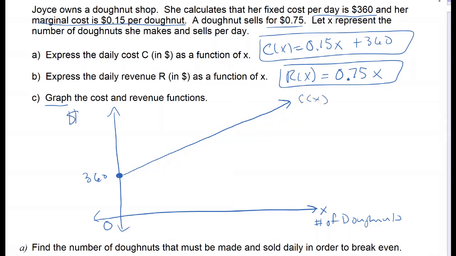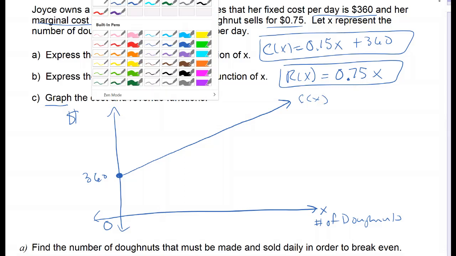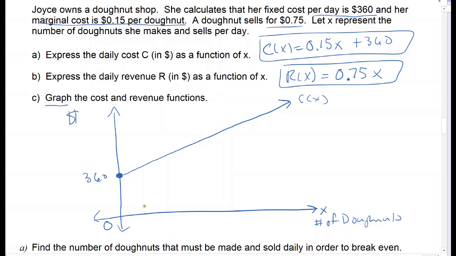Then my revenue equation starts at the origin, right? I don't get any revenue if I don't sell any donuts. So 0 donuts, 0 revenue. It's also a line, but 75 cents is a lot bigger than 15 cents. And so it's increasing faster, so it should be steeper, which eventually means it's going to overtake my cost equation, which is what we want it to do, because that's when we generate profit. And so I'm going to draw this line, but it's moving up faster. And there's my revenue equation.